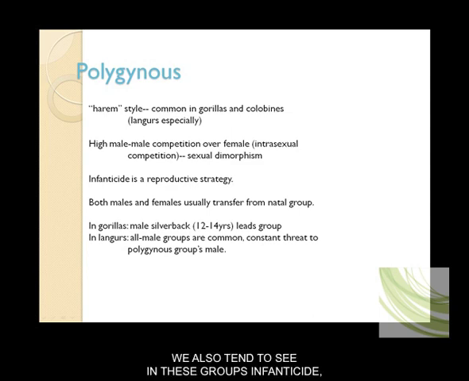We also tend to see in these groups infanticide, which is the killing of infants, and it seems to be a reproductive strategy. When females are nursing their young, they're not sexually receptive and can't become pregnant. So if a new male comes into a group, defeats the old male, and kills the nursing infants in the group, the females will become sexually receptive within a month or so, and he'll be able to get them pregnant with his babies, which of course is going to be his goal. So it seems to be adaptive for him.